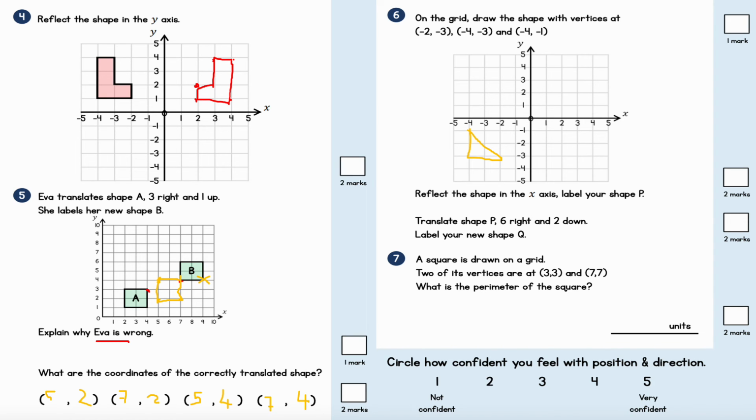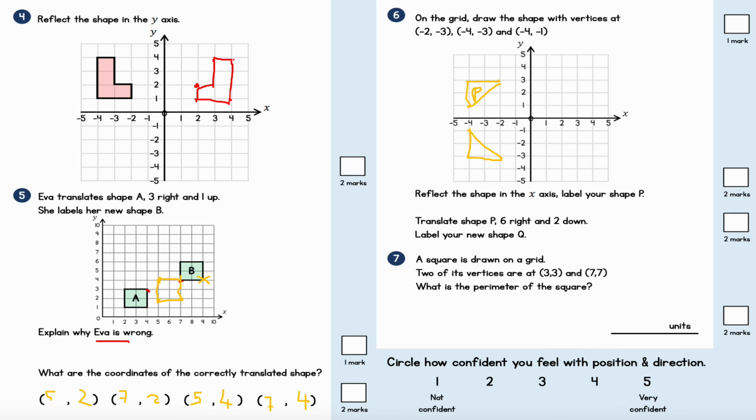Reflect the shape in the x-axis. Label your shape P. So this is my x-axis here. Okay, this is horizontal. So again, counting the squares from each vertex to the horizontal axis. 1 up, 1 up. So it's going to be there. 1, 2, 3, 1, 2, 3. It's going to go there. 1, 2, 3, 1, 2, 3. So it's going to go there. Okay, so that's going to be my first part. So taking each step at a time. And then it says label that P. So this is now my triangle called P.